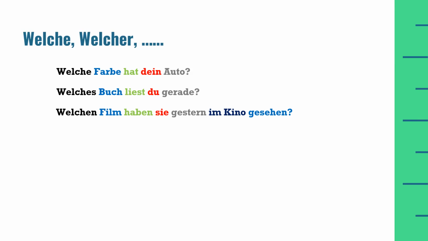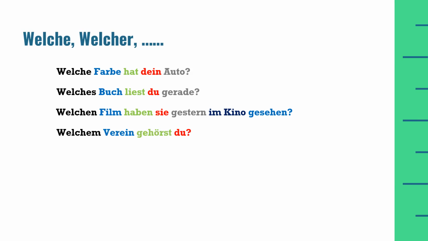Im is the short form of in dem, and Kino is a neuter noun. And this question is in the perfect tense, so we are using haben, and the Partizip II form of sehen is gesehen.